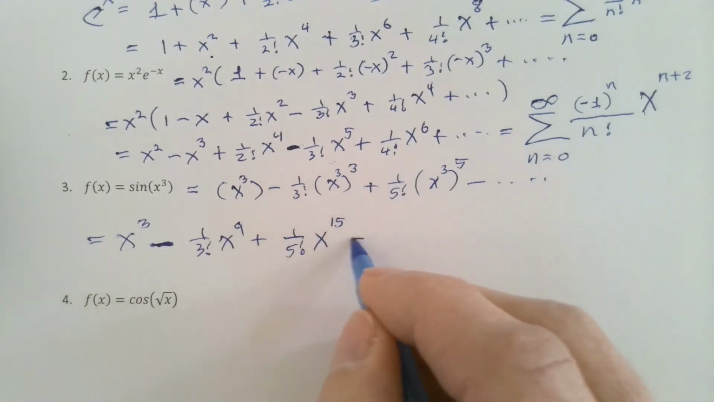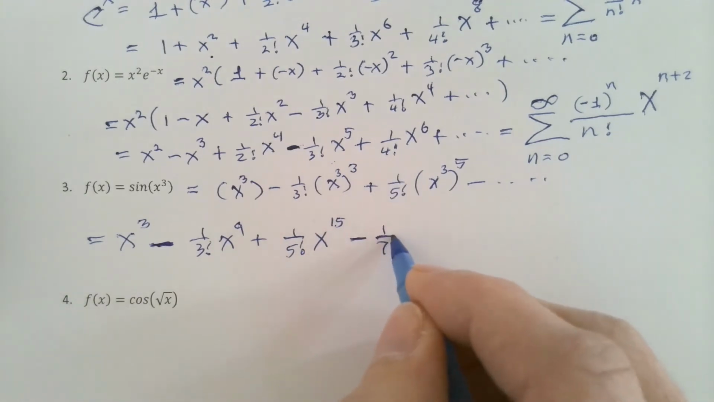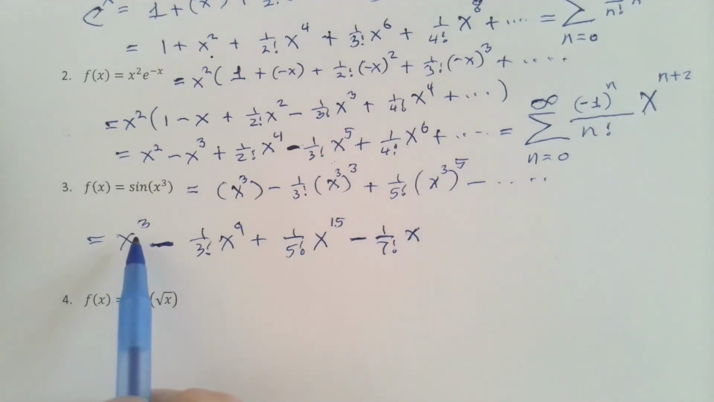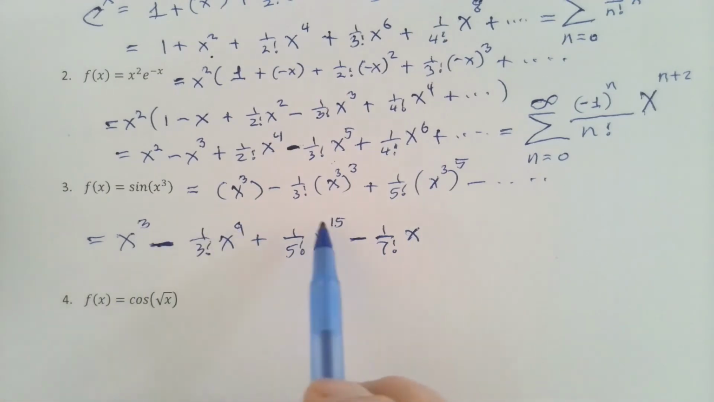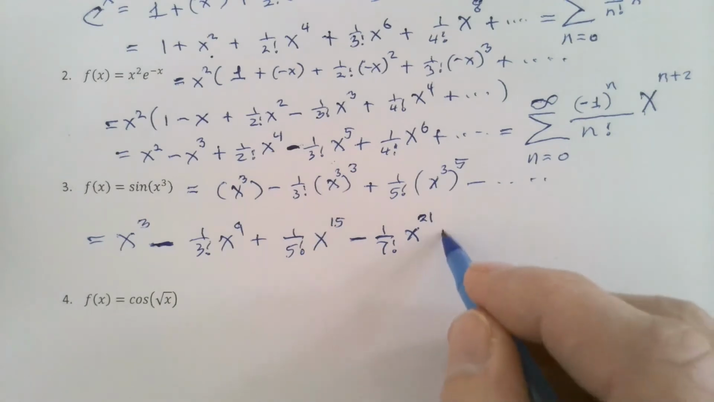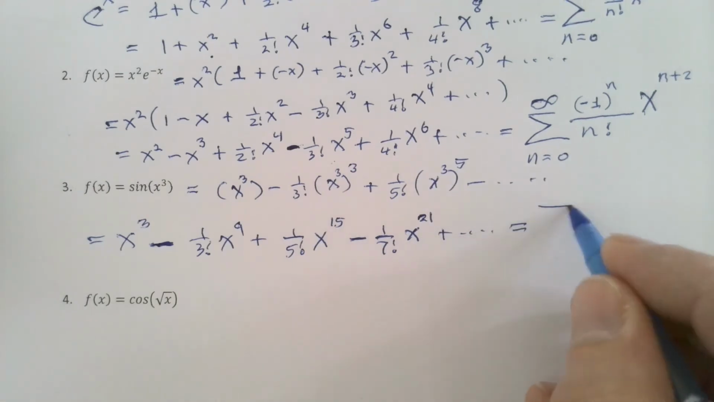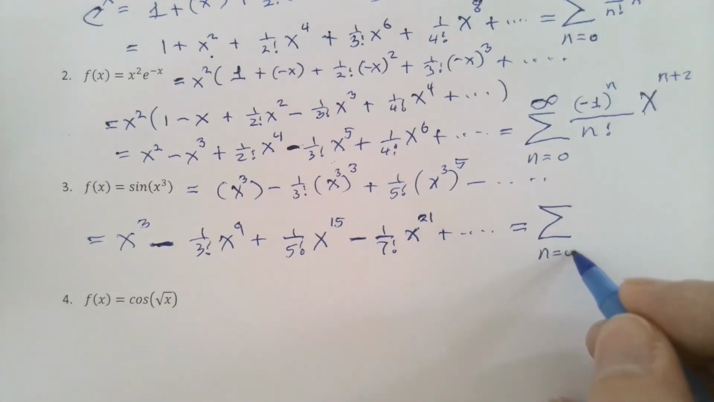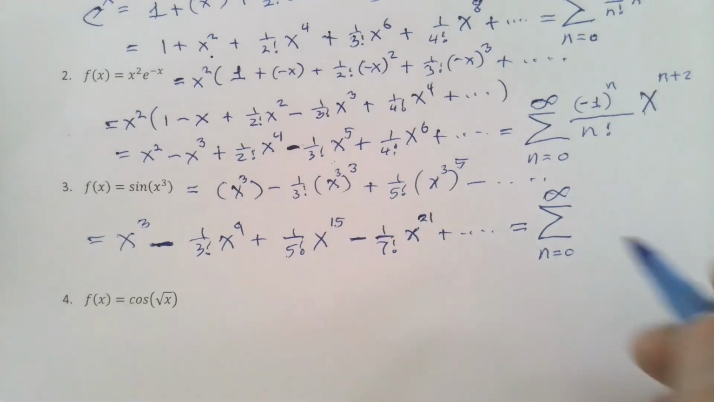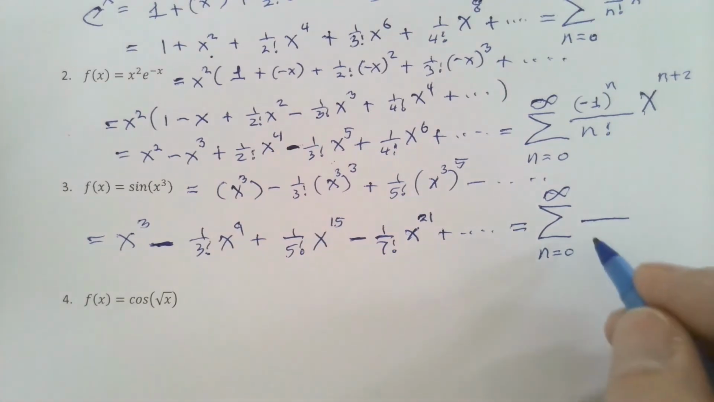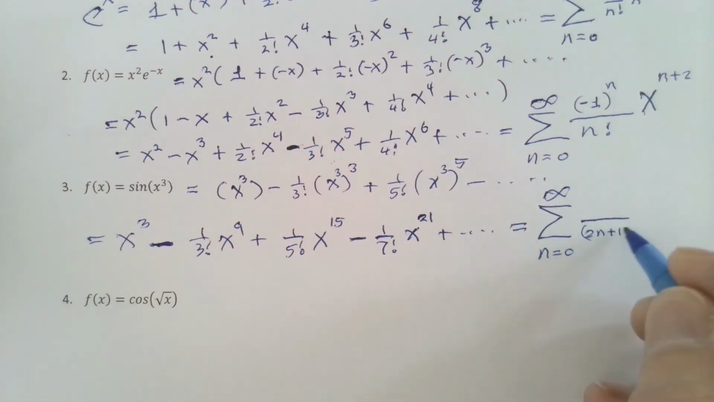Well, yes, it would be minus. It would be 1 over 7 factorial. See, 3, 5, 7. It would be x to the, well, these are increasing by 6 every time. And so the next one will be 21. And it's important to know that because when it comes time to write the sigma notation, you have to have that in mind. So this is going to be the sum from n equals 0 to infinity of, you're going to have to divide by 2n plus 1 factorial.